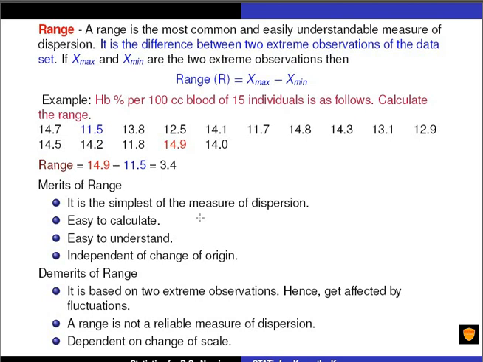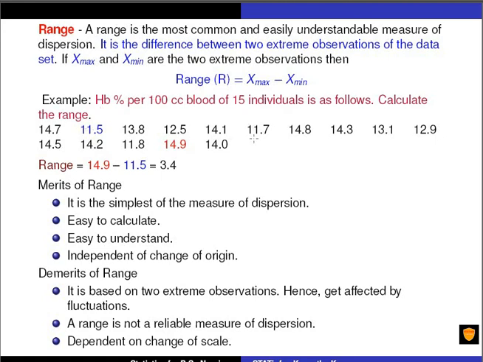And the merits of range are what? It is the simplest measure of dispersion. It is very easy to calculate, very easy to understand, and it is independent of change of origin. And the demerits, I have already told you, it is based on only two extreme observations, hence it gets affected by fluctuations. Fluctuation means if outliers are present, that means observations beyond the limit of the data set. If such observations are present within the data, then range is affected by this fluctuation. And it is not a reliable measure of dispersion because it is not based on all the observations present in the data.